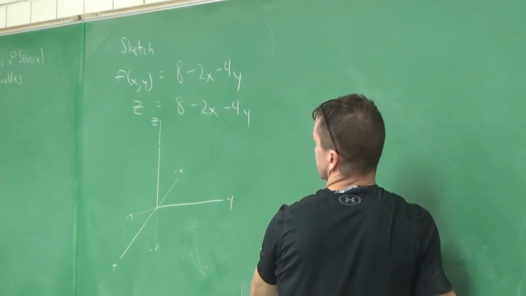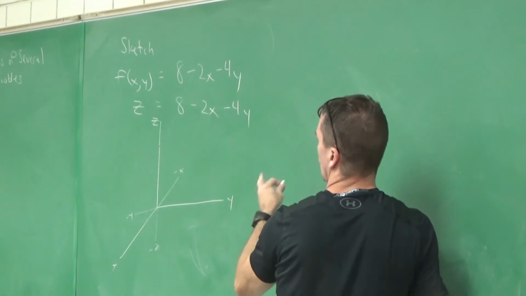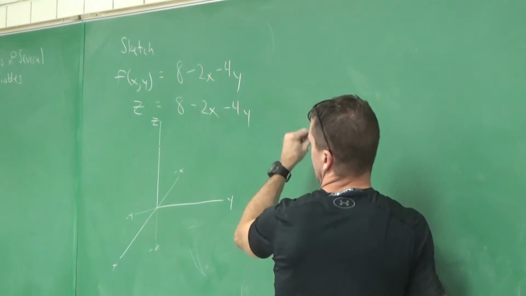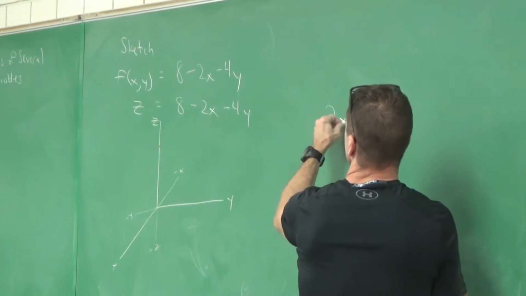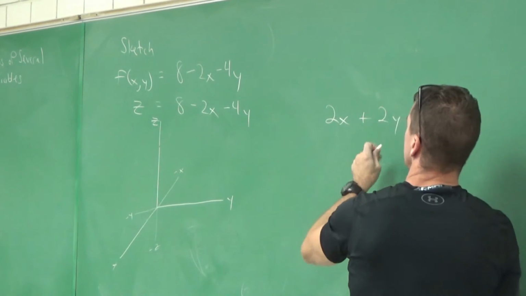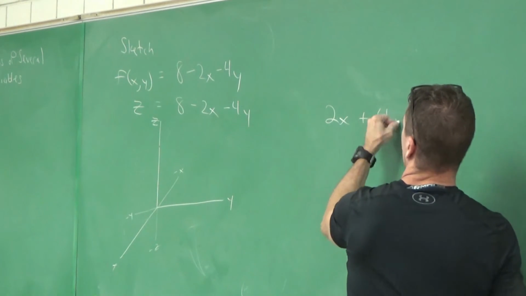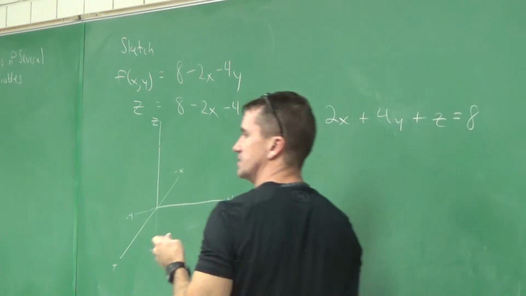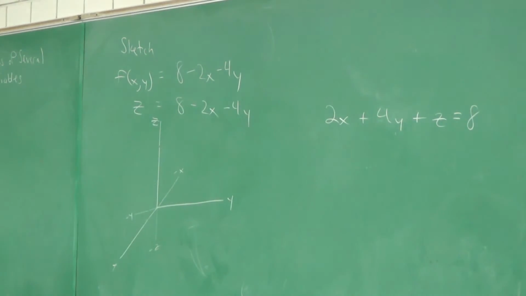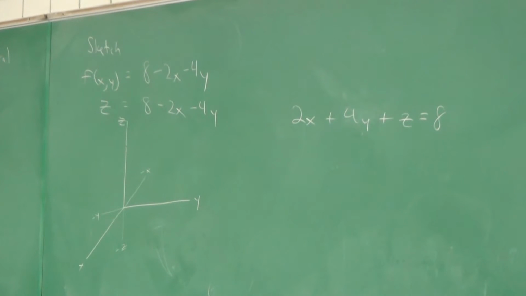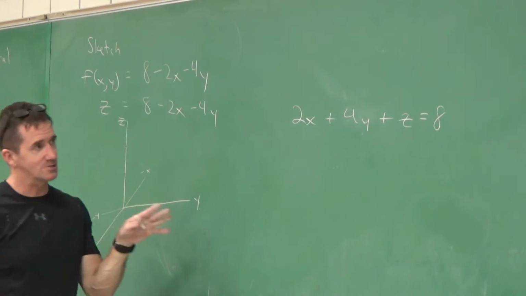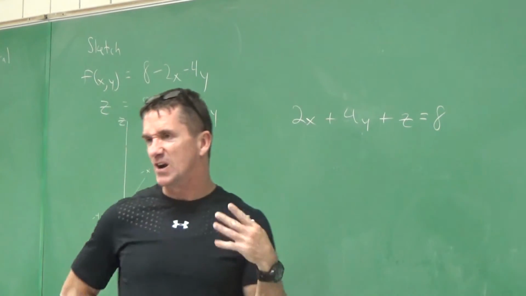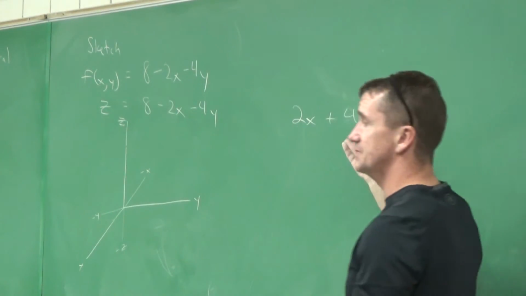I'm going to rewrite this and put the x's and the y's and the z on one side and keep the 8 on the other side. So I'd have 2x plus 4y plus z equals 8. Isn't it the same equation? Does anybody recognize this from the last chapter? It's got no x squareds. It's the equation of some surface.